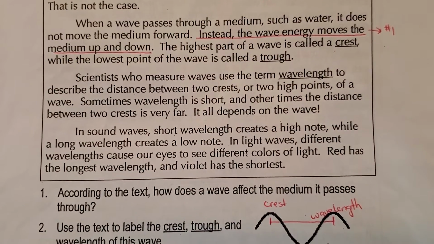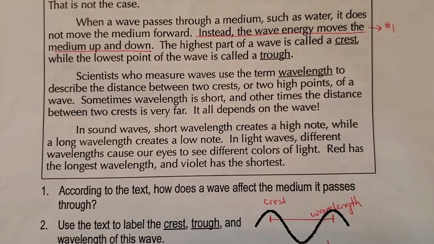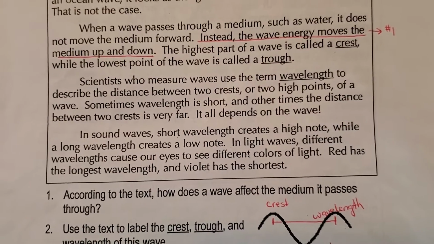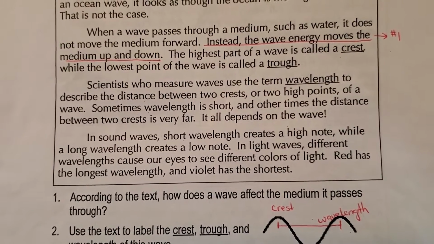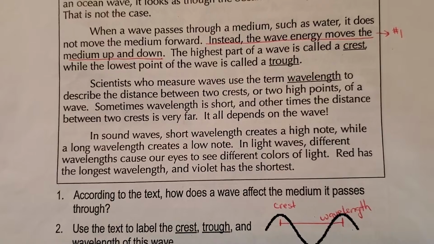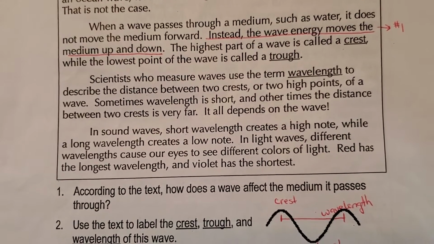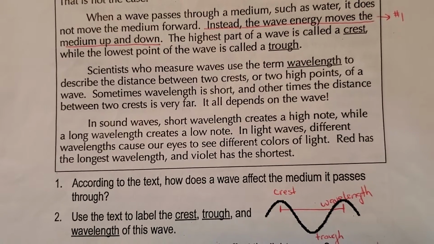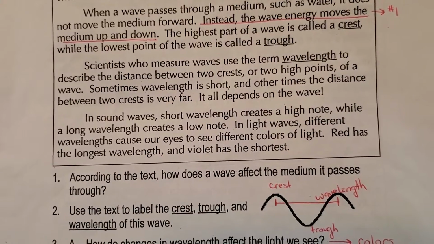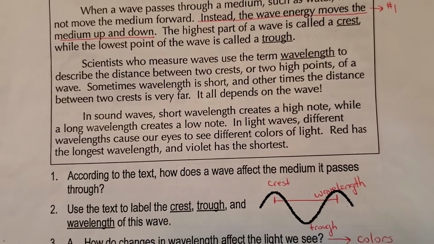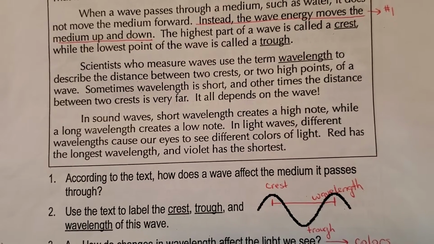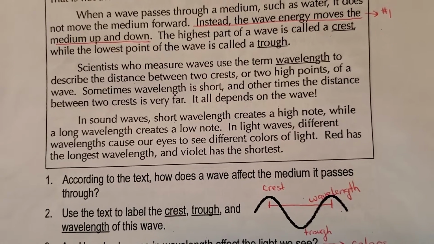Third paragraph. Scientists who measure waves use the term wavelength to describe the distance between two crests or two high points of a wave. Sometimes wavelength is short, and other times the distance between two crests is very far. It all depends on the wave. There's all different kinds of waves, and they have different wavelengths.